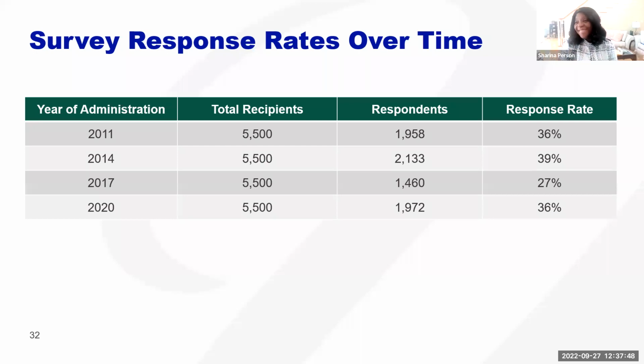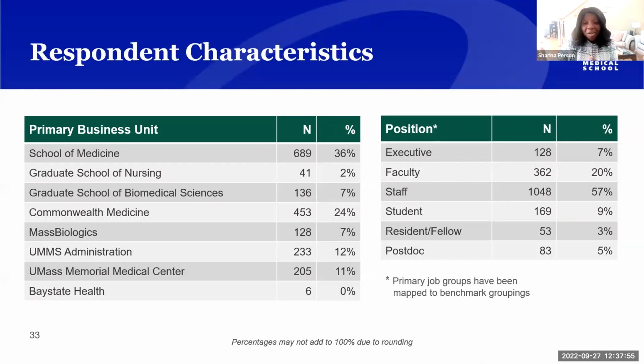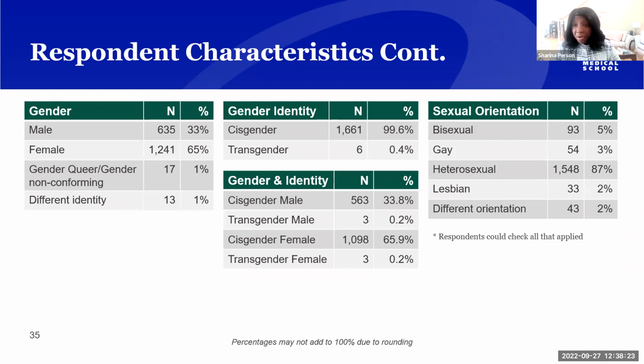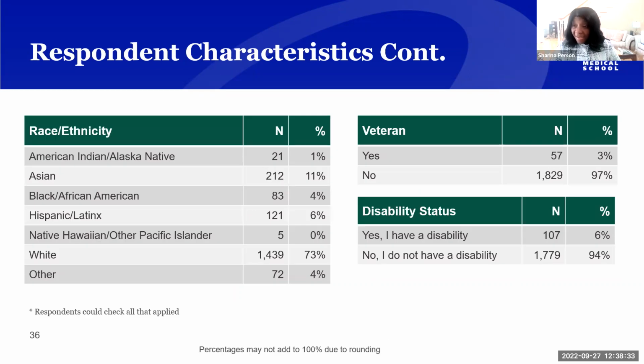All right, so this is what our response rates have looked like over time. Again, I'm not going through these results for the purposes of you digesting them. I just want to show you the kind of things that we provide. So these are results from the last iteration in 2020 across the business units and positions that people have in the institution. Length of time, generational age group, gender, gender identity. We cross gender and identity together, as well as sexual orientation, race, ethnicity, veteran status, and disability status.